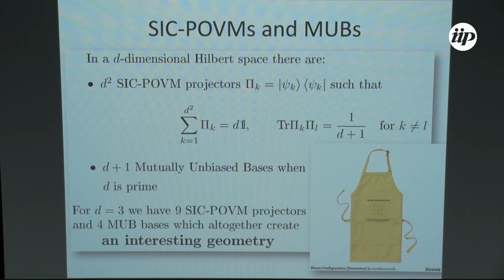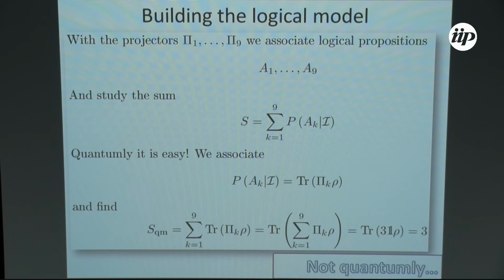So what we have are the SIC-POVMs, and in d dimensions we can also have, in some cases, d plus 1 mutually unbiased bases. Now we focus exactly on this contextuality example, so we have d equal 3, 9 SIC-POVMs, 4 mutually unbiased bases. This is actually a fancy geometry, but probably we have no time to discuss the geometry behind that deeper. And now what can we do with this situation?